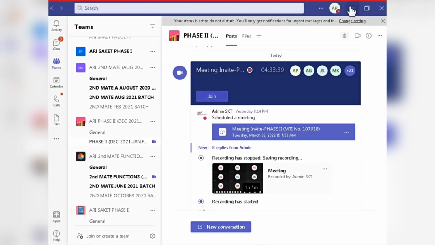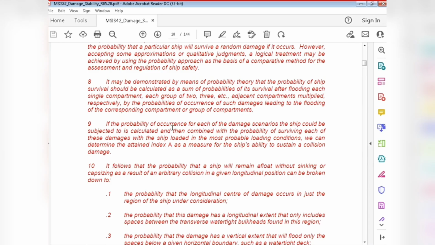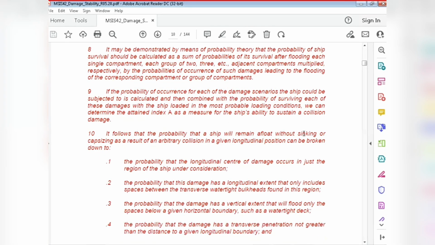What is index A? We'll just do that also. The probability of occurrence of each of the damage scenarios, the ship should be subjected to calculation. We can determine the attained index, a measure of the ship's ability to sustain a collision damage. So the probability of the ship remaining afloat without sinking.